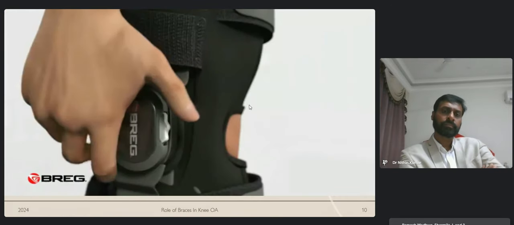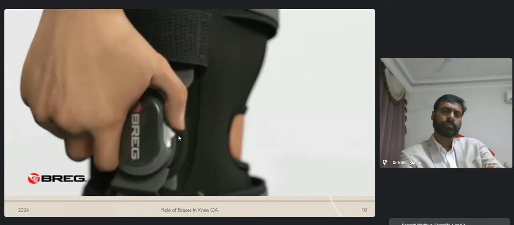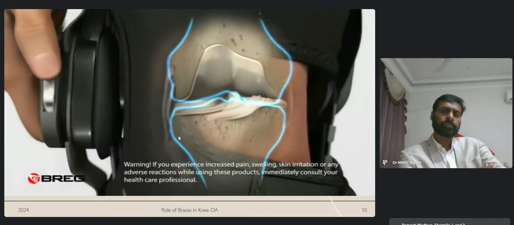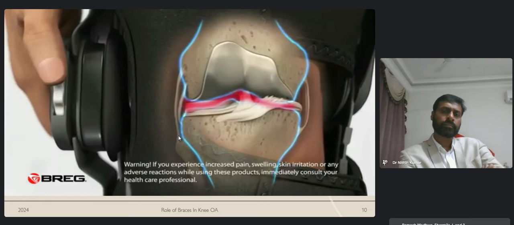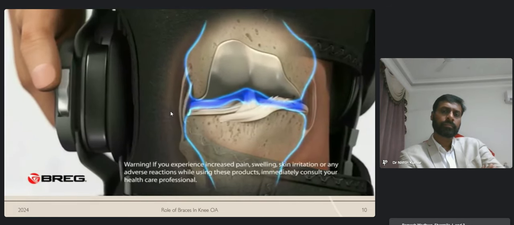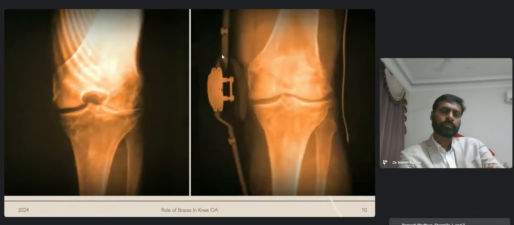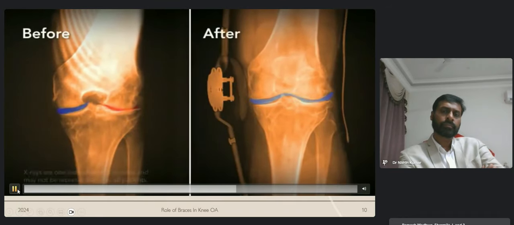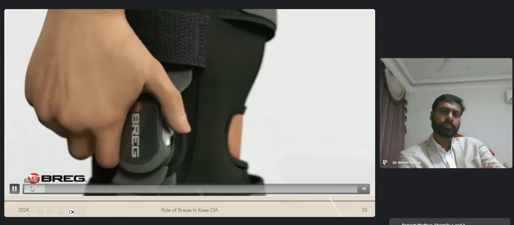You see this from this video, you will come to know that very short video. Braces gently apply pressure to the unaffected side to align the knee, taking pressure off of the affected side of the knee. The higher the number on the thumb wheel, the greater the amount of force on the knee. These before and after x-rays show how Greg's freestyle OA brace affects the knee. Ask your doctor if I think you know that now.